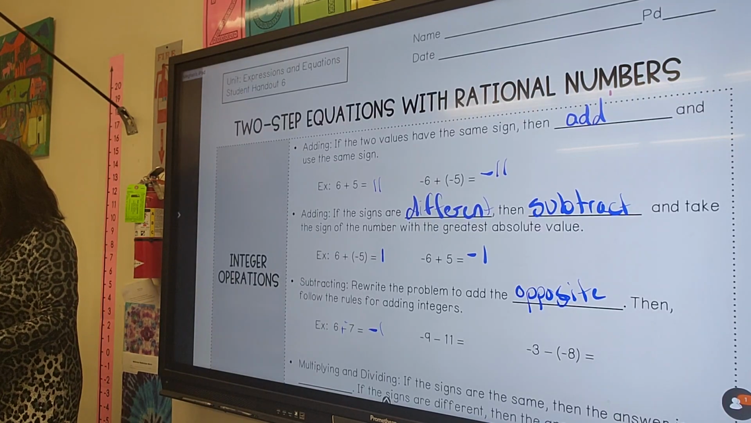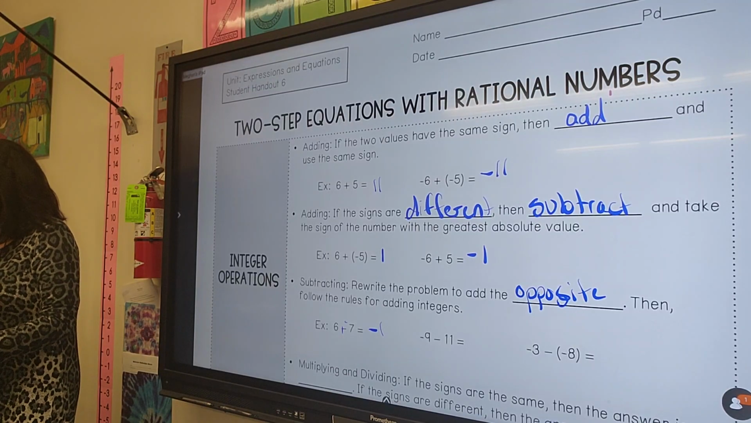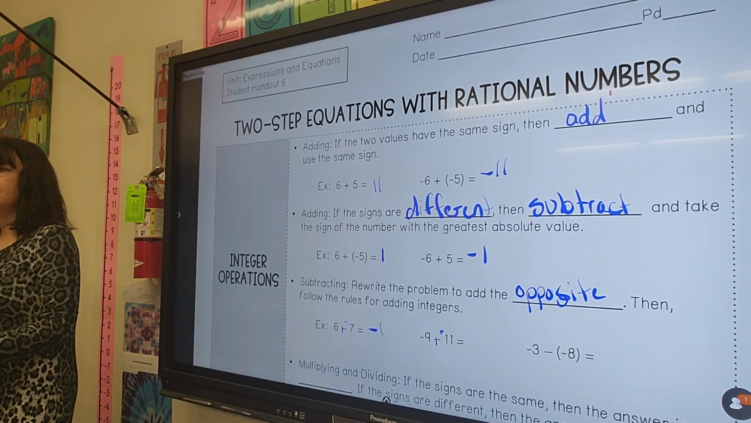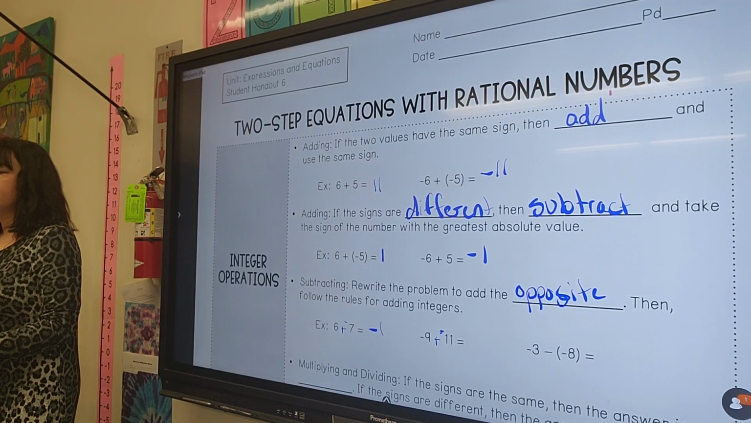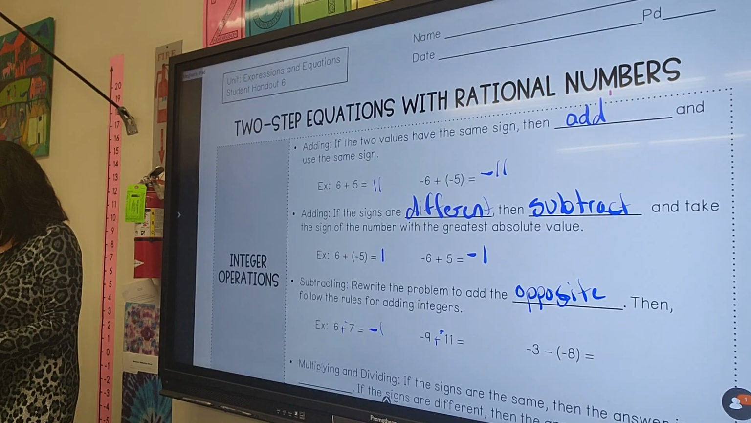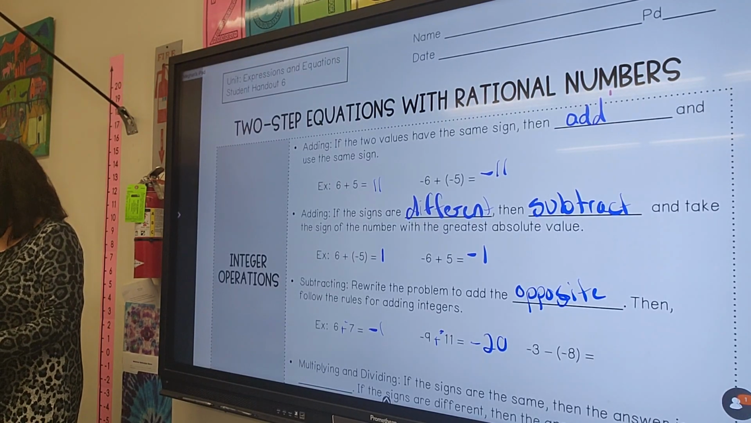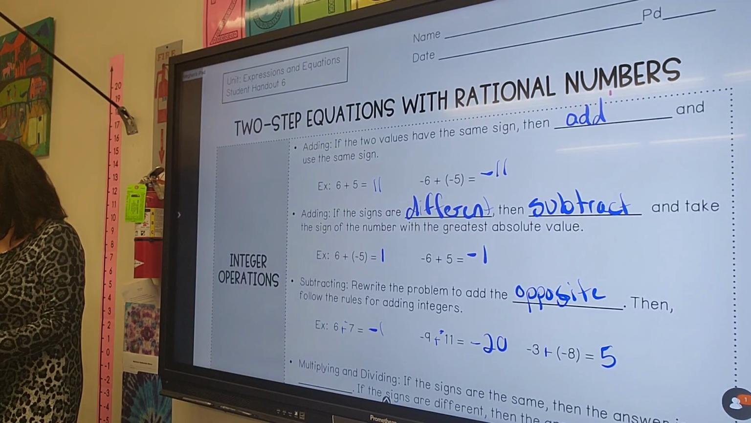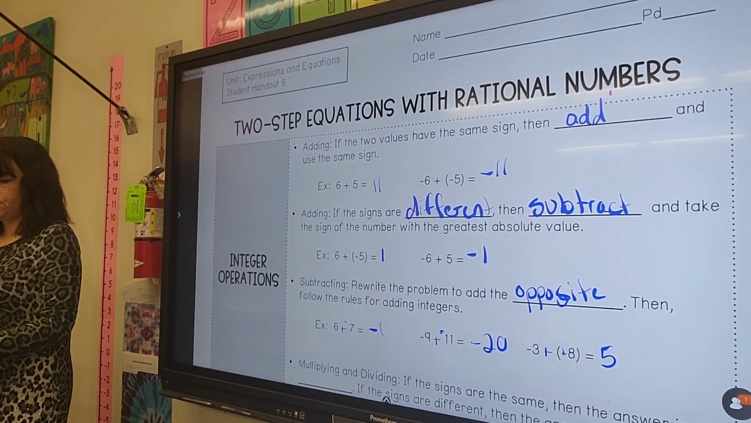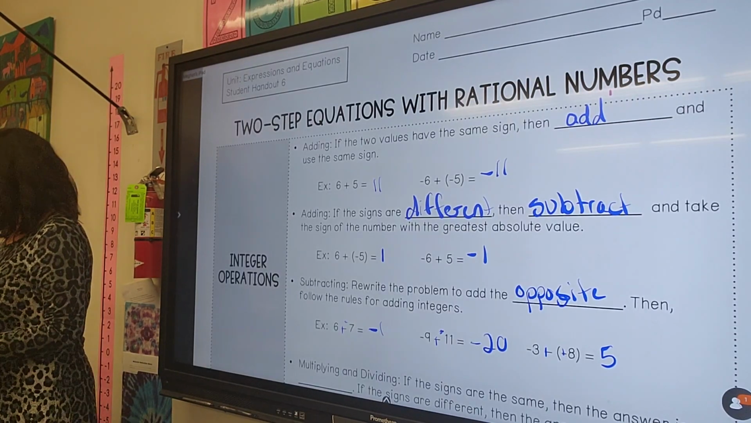So negative 9 minus 11, we rewrite it to add the opposite, plus negative 11. What's negative 9 plus negative 11? Negative 20, good Mason. And then negative 3 minus negative 8, Grayson. 5, yeah. Negative 3 plus a positive 8, and then we use our addition rule, so 8 minus 3 is 5.